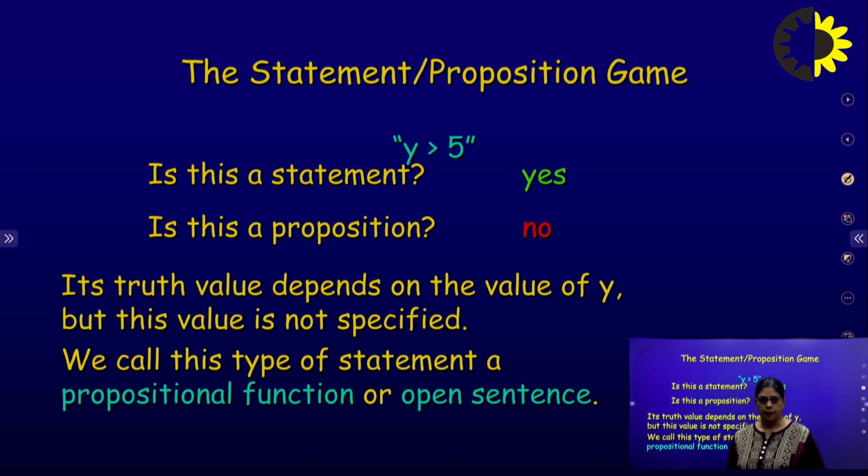It is a statement, but it is not a proposition because we are not able to say whether it is true or false, as we don't know the value of y. If y is less than 5, then it is false, and if it is greater than 5, then it is true. So, at this moment, we are not able to specify that. The truth value is dependent on the value of y, right? So, we can say that it is an open sentence or a propositional function. It is not a proposition yet.